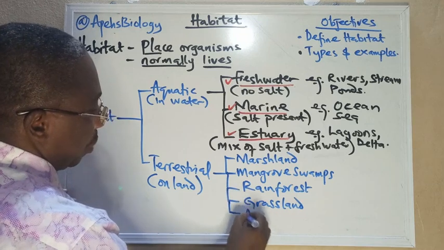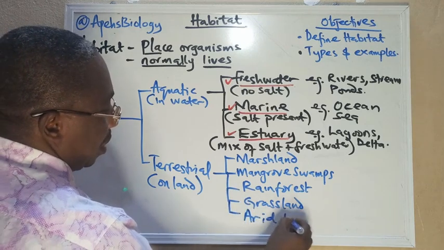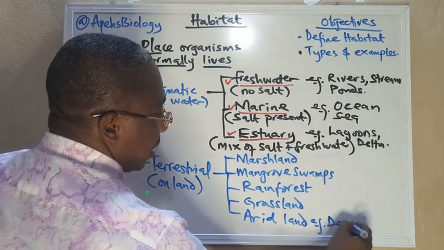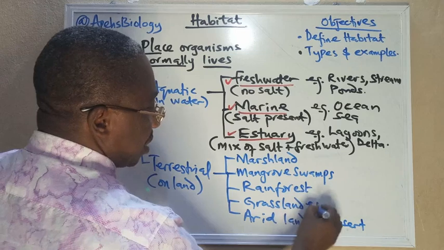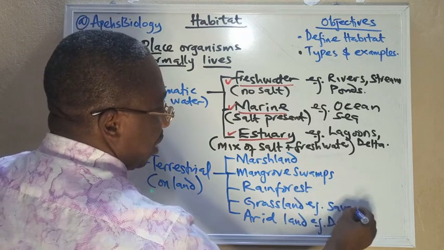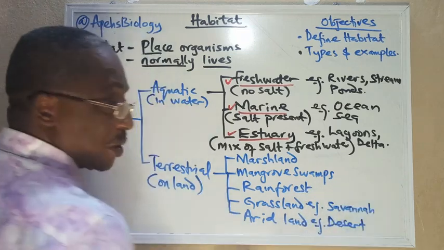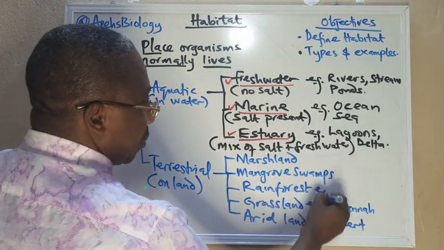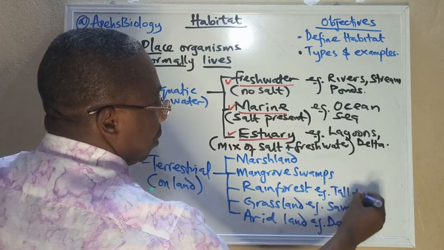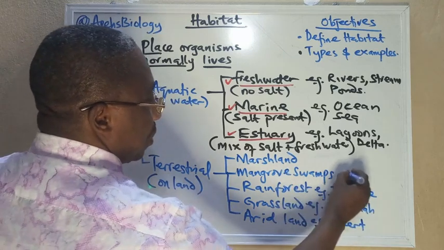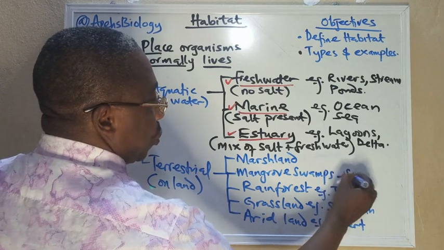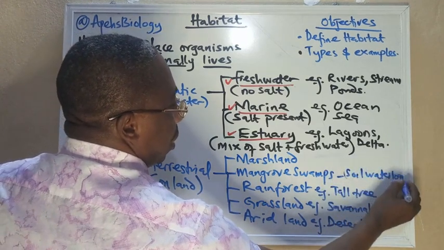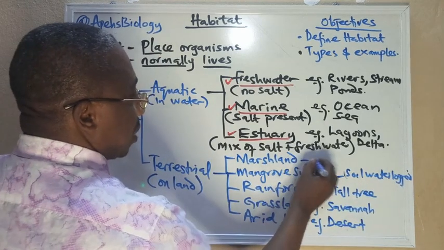Then we have what is called arid land. Examples of arid lands are places like the deserts, right? Grasslands in Nigeria, we call them savanna. In other parts of the world, in Australia, they call them veldt. Then rainforest, of course, you have a lot of tall trees. Do not forget that. Mangrove swamp, the soil is waterlogged, okay?